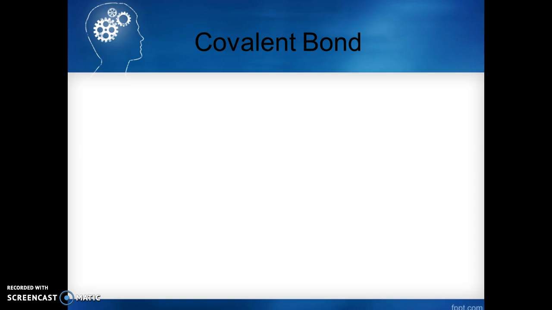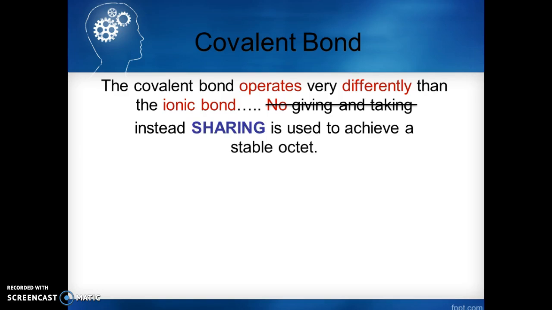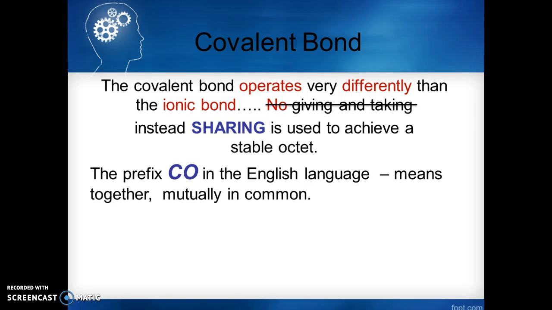So, the covalent bond. The covalent bond operates very differently than the ionic bond that we just looked at. There is absolutely no giving and taking going on. Instead, sharing is used to achieve that stable octet.